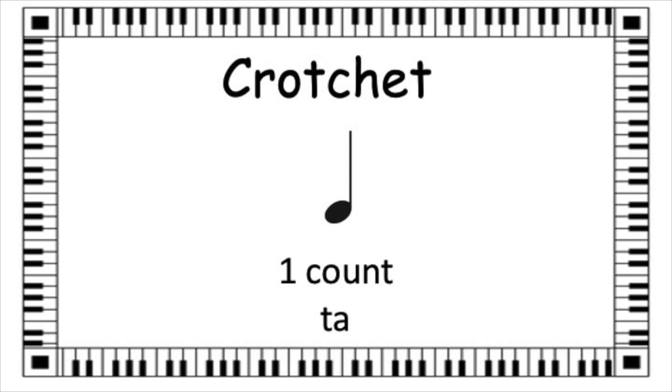Next, we have the crotchet. Crotchet. Can everyone repeat after me? Crotchet. A crotchet has 1 count in music, and it is known as ta. Ta. Can everyone clap? Ta.